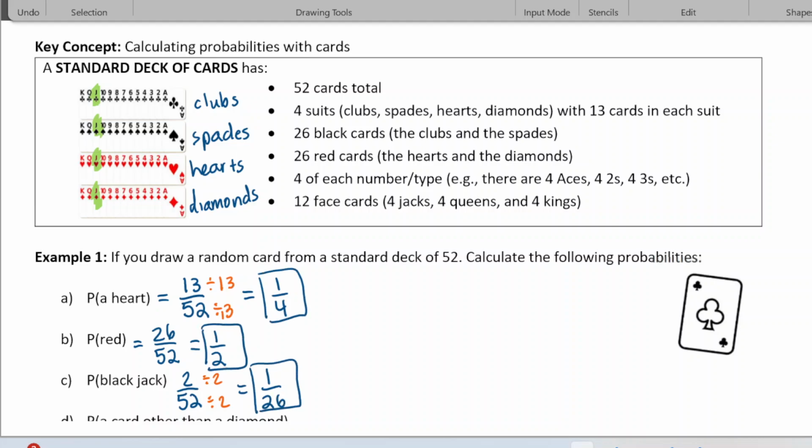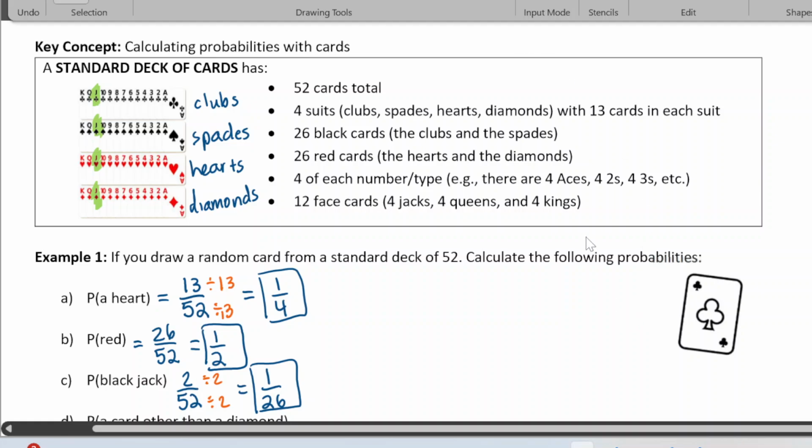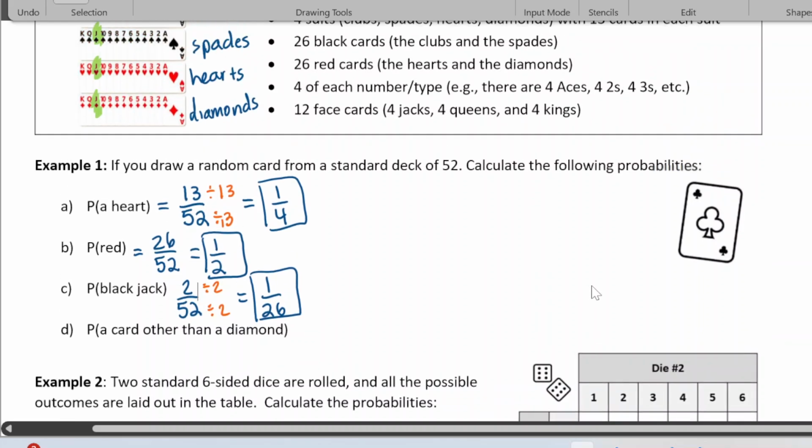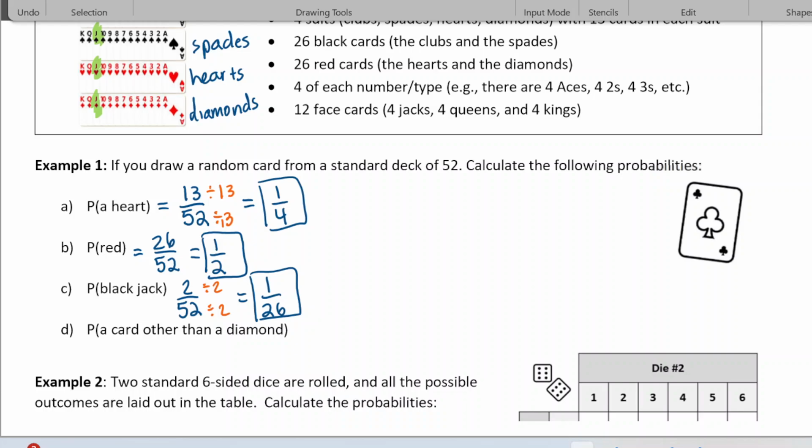So when we calculate theoretical probability, it's how many ways it can happen out of the total possibilities. Let's keep going. A card other than a diamond, so not a diamond. So if we count up all the cards that are not diamonds, that's going to be 13 plus 13 plus 13. So 39 cards out of 52 in total. And if we divide this by 13, we can reduce it. We get 3 out of 4. That makes sense because 3 out of 4 suits are not diamonds. So the chances you don't pull a diamond is 3 out of 4.